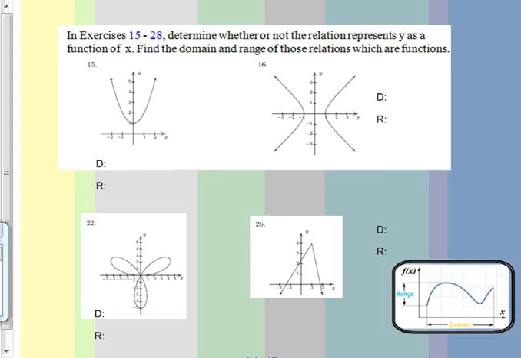What's the domain? How far is it going to go this way, and how far is it going to go that way? Negative infinity to positive infinity. And then the range is how low to how high? Negative infinity to how high? 4. All right.